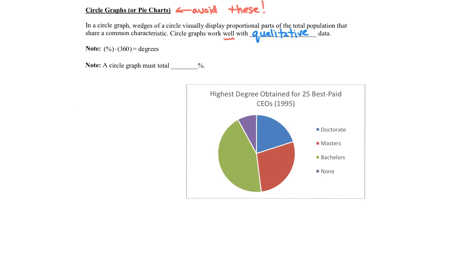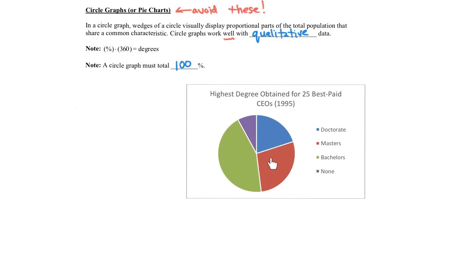Okay, so a little note here is the circle graph must total 100%, right? It's got to display 100% of the data. So just to get an idea, let's say you were going to make this by hand and you're going to figure out master's degree, right?